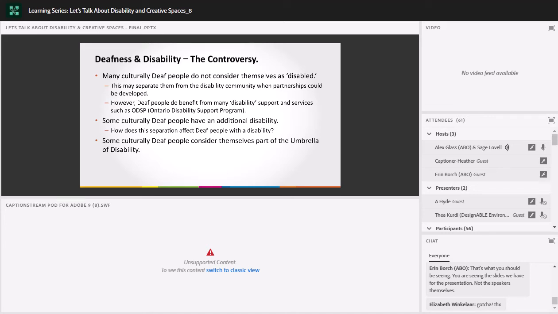Some folks who identify as culturally deaf do also fit under the umbrella of disability just by virtue of the fact that they may have other disabilities. They may have mental illness. They may be dealing with other illnesses or other physical disabilities in addition to being a deaf person. So in that case, suddenly we're thinking about larger groups of accommodations that are required for individuals because they have more than one identity. They have more than one disability.